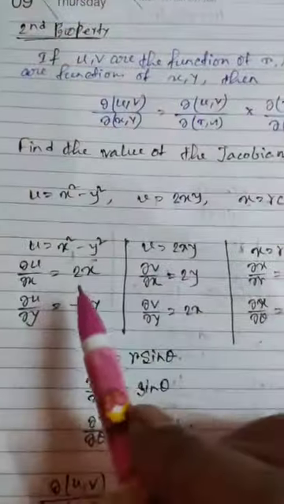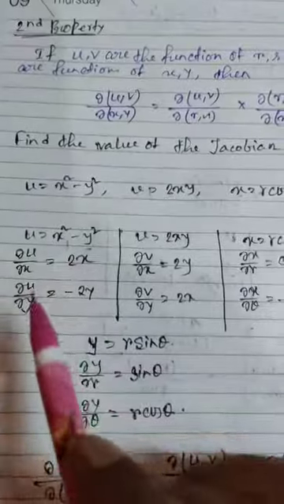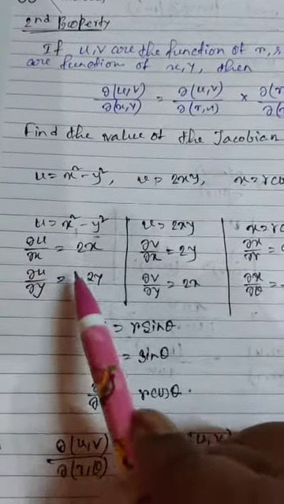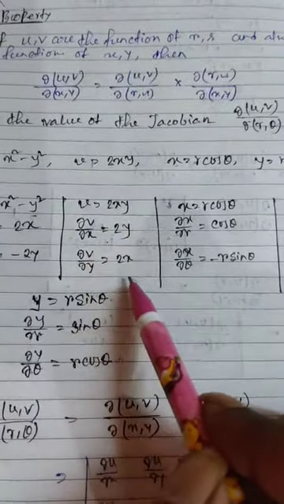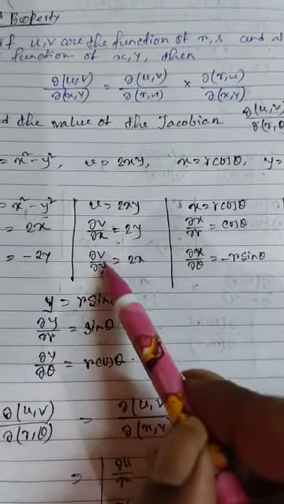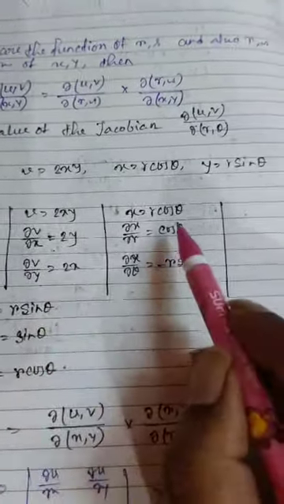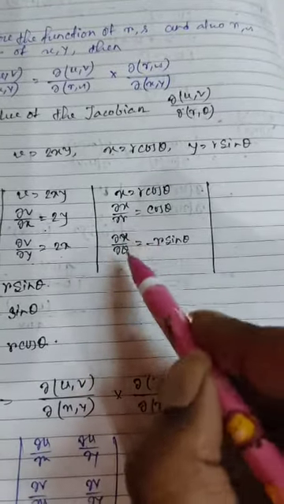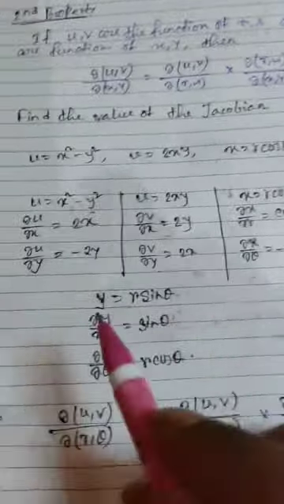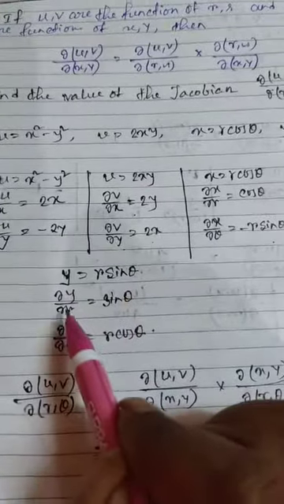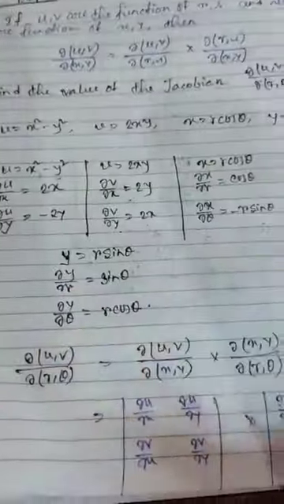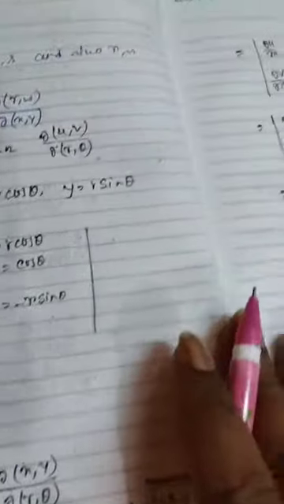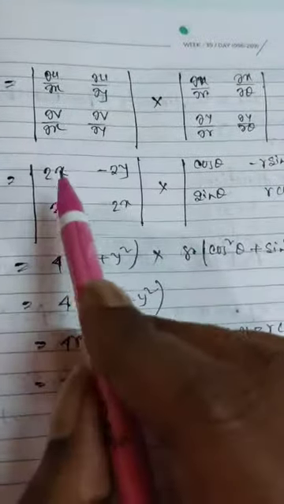And see here that since u is equal to x square minus y square, we can find ∂u/∂x, that is 2x, ∂u/∂y is minus 2y, ∂v/∂x is 2y, ∂v/∂y is 2x. x is equal to r cos θ, so ∂x/∂r is cos θ, ∂x/∂θ is minus r sin θ. y is equal to r sin θ, so we get ∂y/∂r is sin θ and ∂y/∂θ is r cos θ. So we can put all these values here.